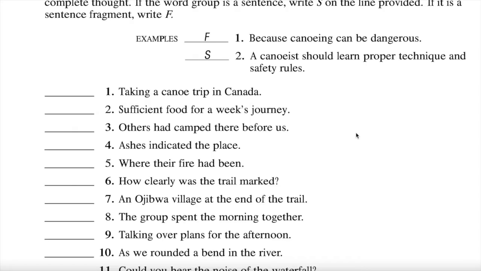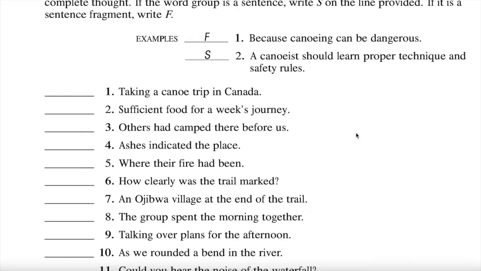I took a canoe trip. That's fine. That's a sentence. I will take a canoe trip. I am taking a canoe trip. Well, there, am is the verb. But just taking a canoe trip in Canada? What about taking a canoe trip in Canada? That's like a subject. Go ahead and read the second example there.